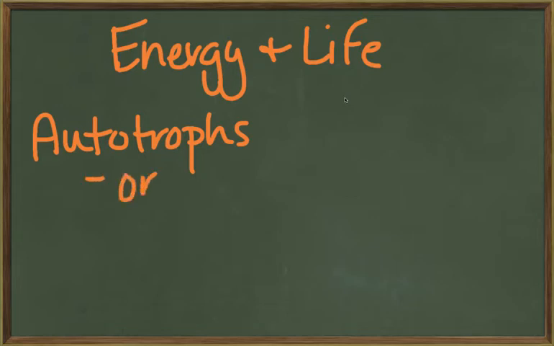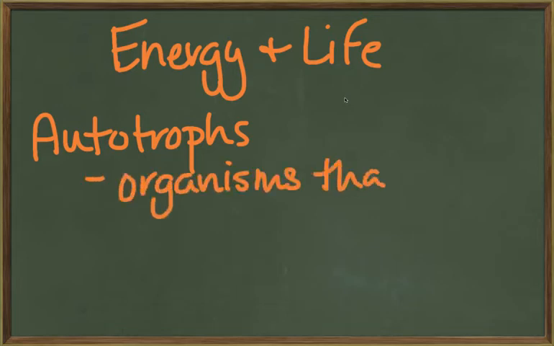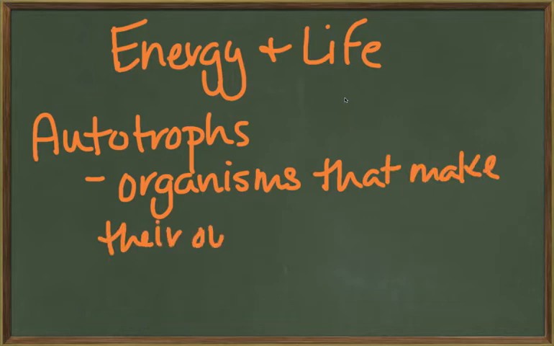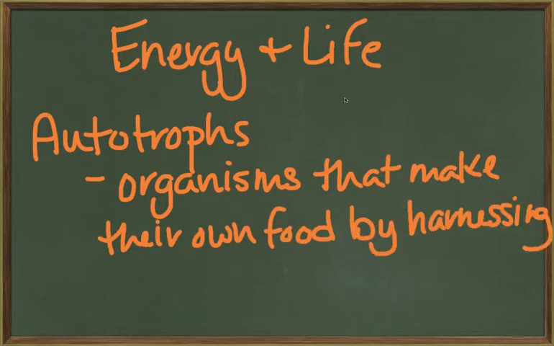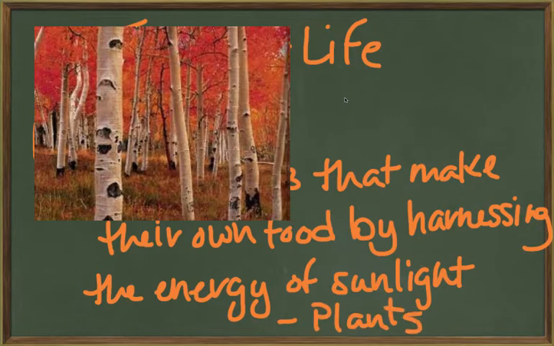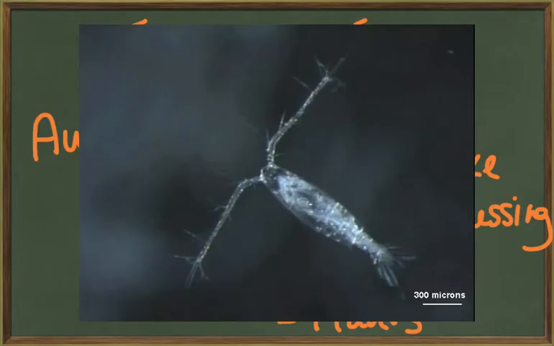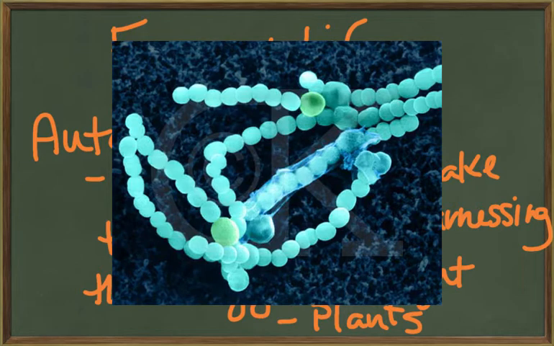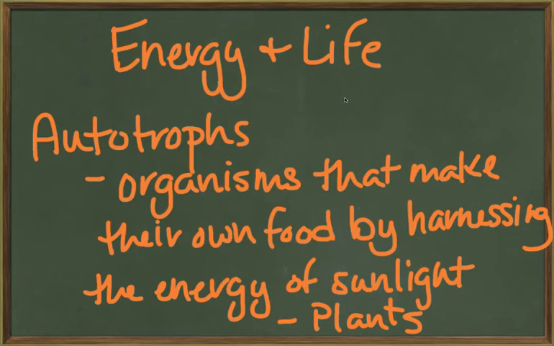Autotrophs are organisms that make their own food by harnessing the energy of sunlight. These are your plants. You can also think of plankton. You can also think of certain bacteria that are photosynthetic. The most important thing in here is to link autotroph with own food. They make everything that they need within that organism. They don't need any help, or they don't need much help.